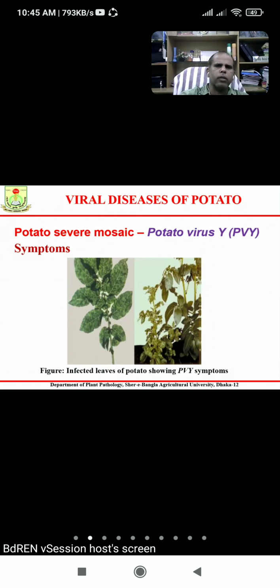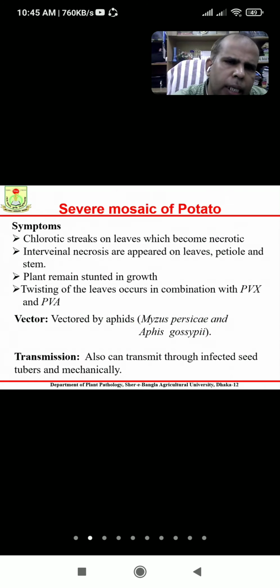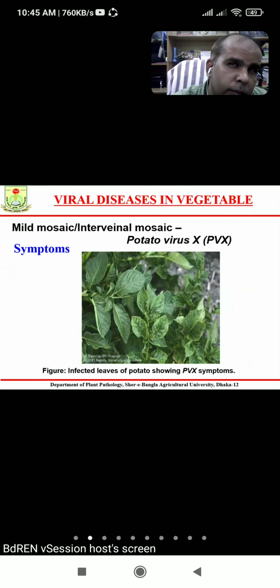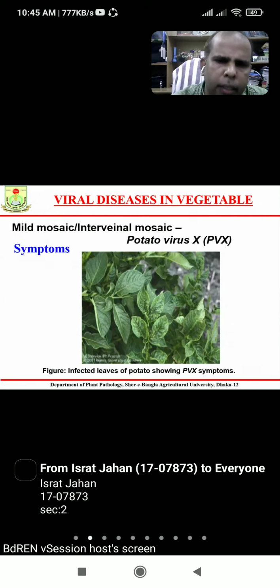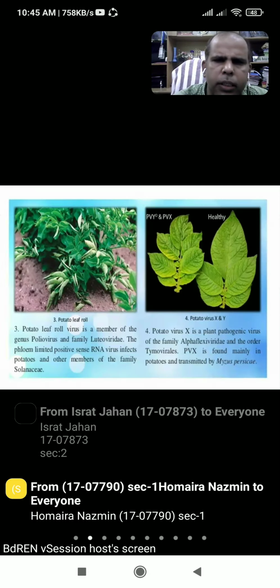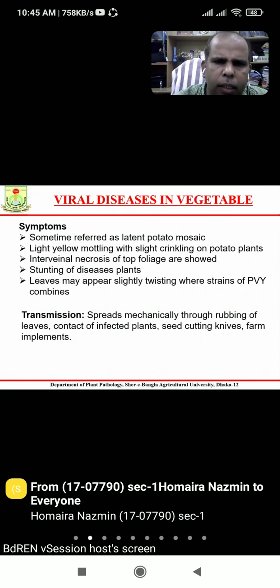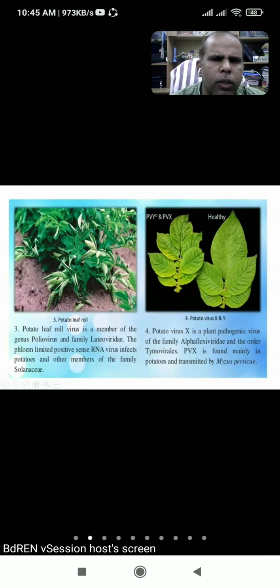But potato virus Y can transmit in three ways: through the epid (aphid), through infected tuber, as well as mechanically. But potato virus X, or mild mosaic, is only transmitted mechanically. So this is the information regarding the potato viral diseases. Now I am going to discuss, after that, some examples as well. This is the potato leafroll virus and this is the potato virus Y and X.